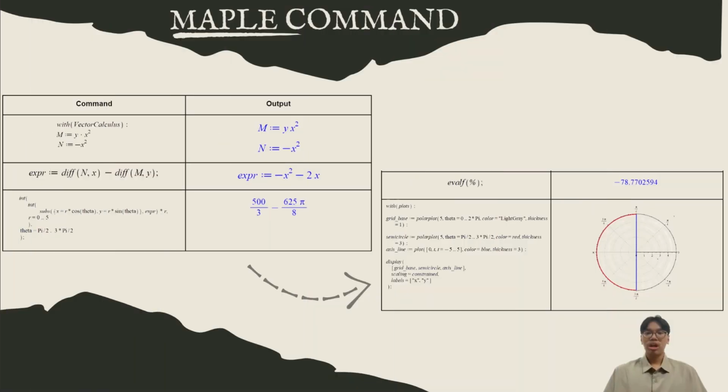-78.7703. So, to ensure our manual calculus was completely flawless, we are going to cross-verify our setup using Maple software. By defining our vector fields M and N, computing the standard 2D curl expression, and running the polar integration command, Maple outputted the exact same symbolic value of 500/3 minus 625/8 pi. Converting this to a floating point decimal yields -78.7702594, which perfectly confirms our manual results.